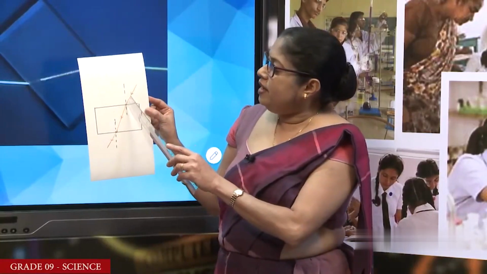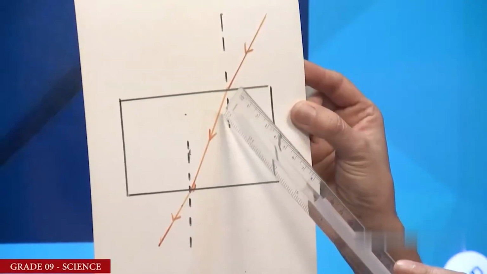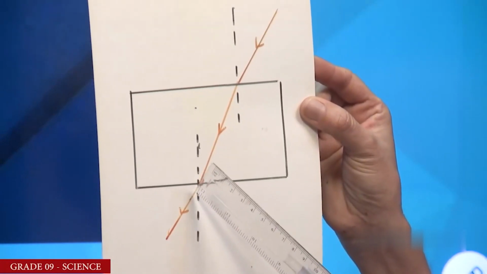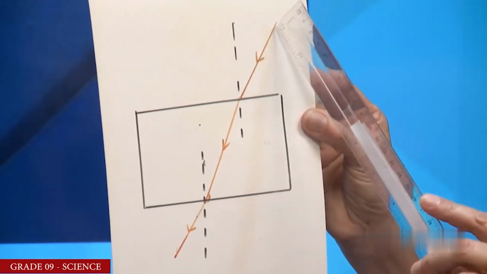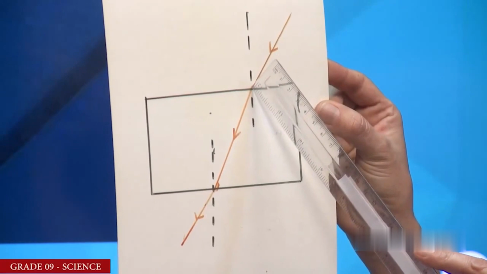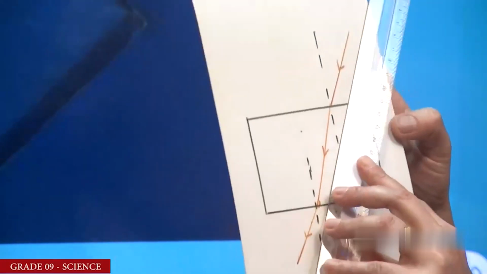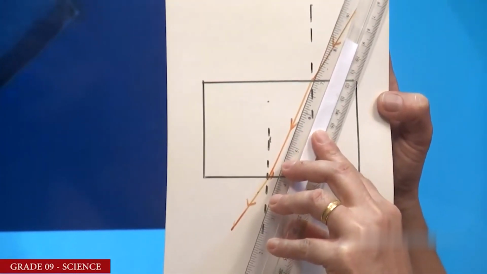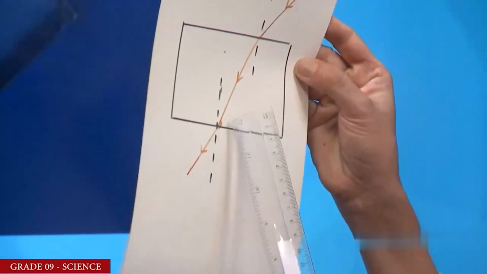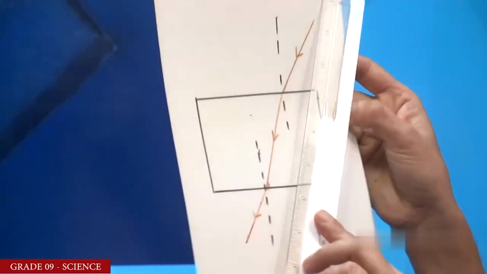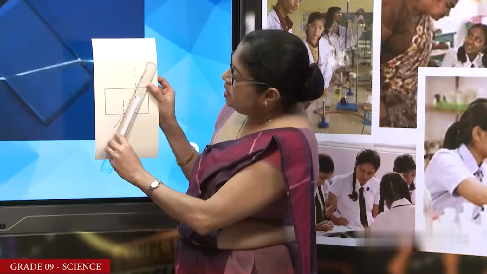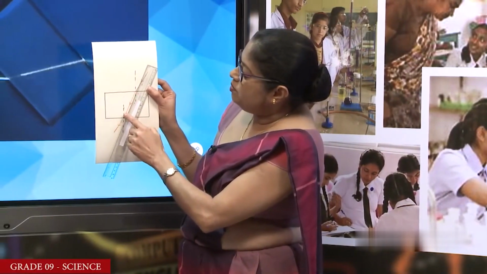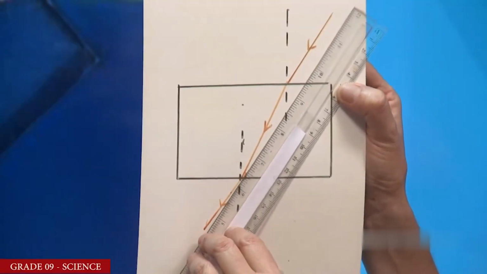This is the incident ray that is falling on the glass block, and this is the refracted ray that is transmitted through the glass block, and this is the emergent ray. You can see the direction of the incident ray has changed here. Here, if I keep the ruler like this, you can see it has changed. It bent towards the normal, and when it is passing out of the glass block, it again changed direction here. So, this is the refracted ray that is transmitted through the glass block, and this is the emergent ray.